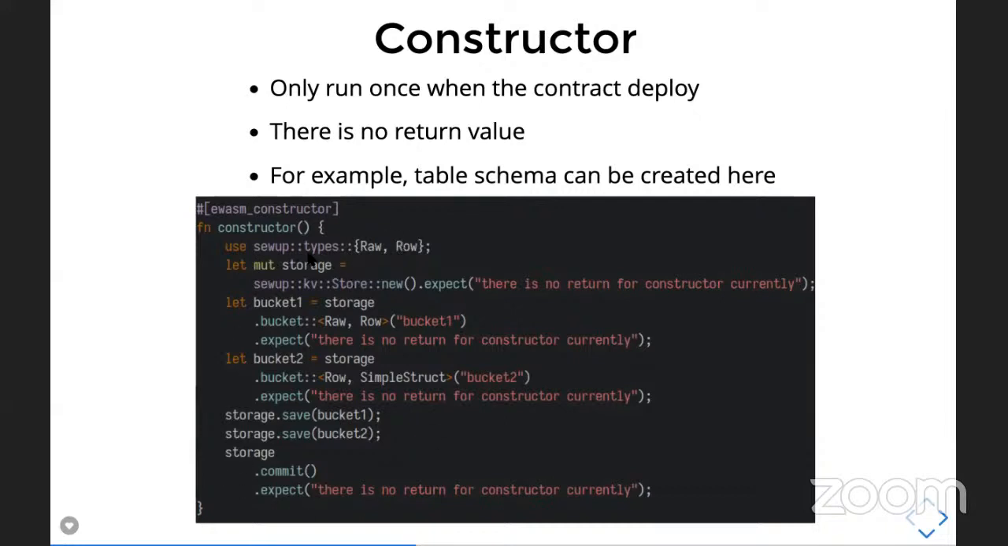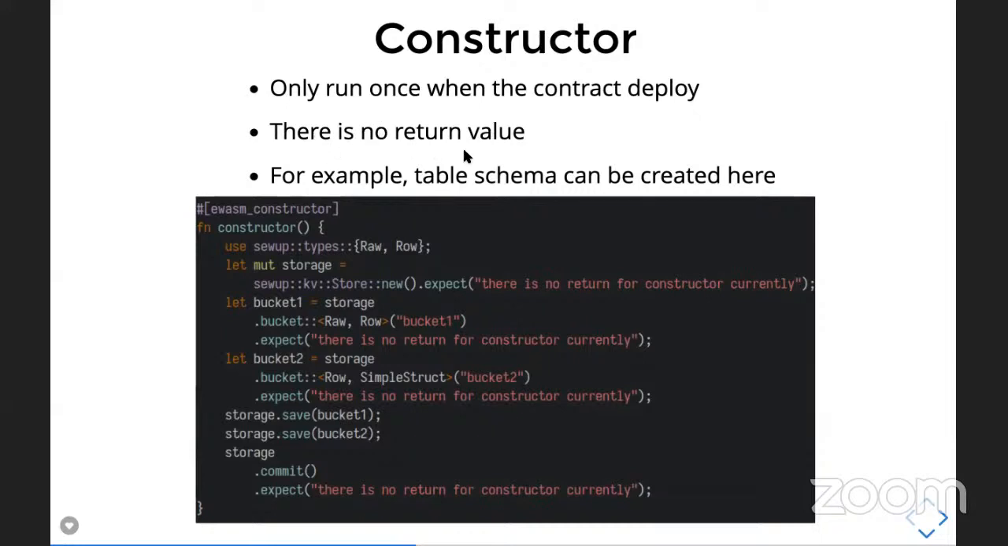Take this example, we can see it's a KV store. So there are two buckets. In bucket 1, the key is raw and the value is raw. And in bucket 2, the key is raw and the value is a simple structure. We try to build these two buckets and save, so this storage is safe. It's something like you just create a DB or create a first table for your application.